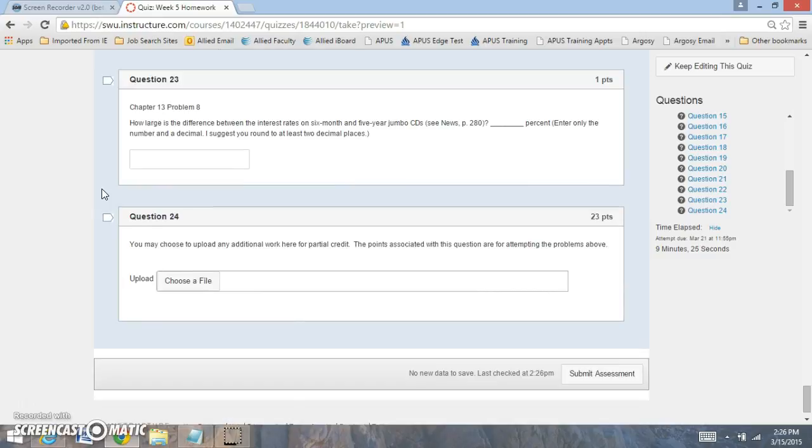Question 23. How large is the difference between the interest rates on a 6-month and a 5-year on this page? Why does this difference exist?